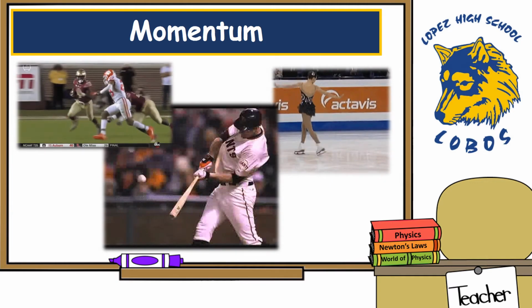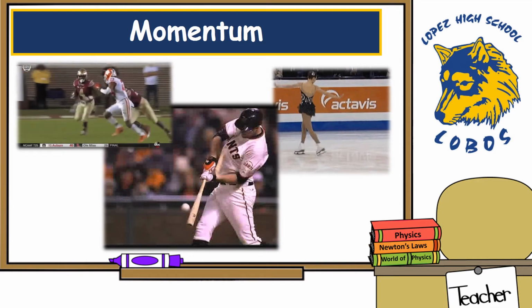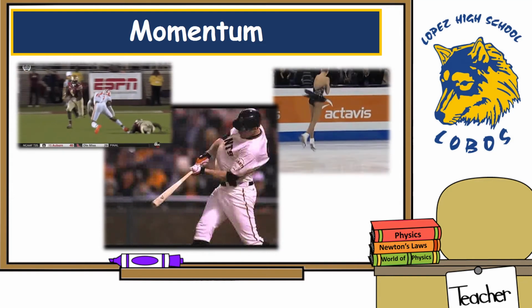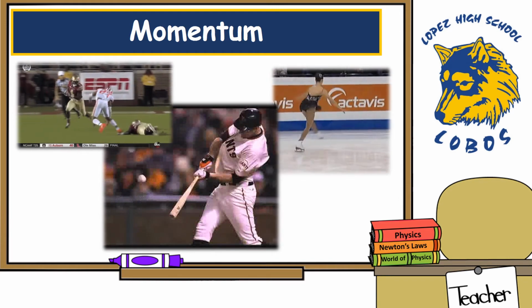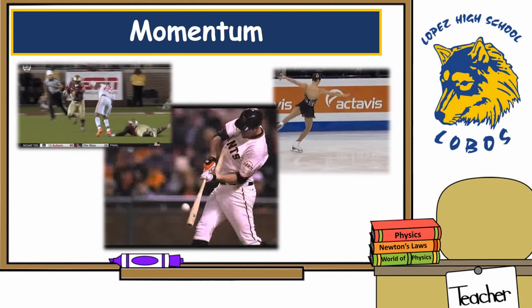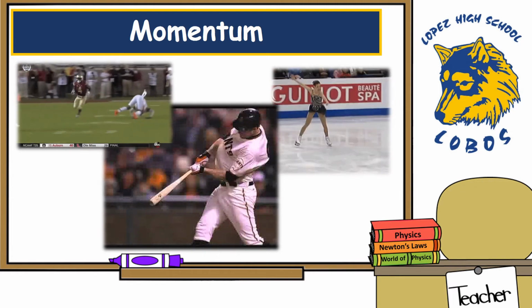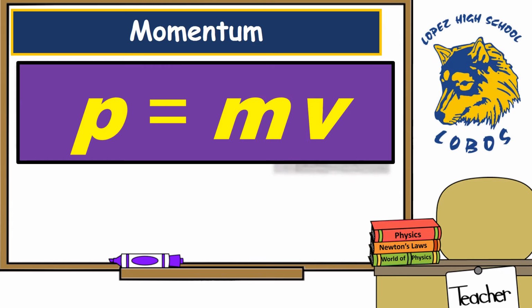That's why we often say that a very massive object has a lot of momentum when it moves, or a very fast-moving object will also have a lot of momentum. Basically, something big and slow can have the same momentum as something small and fast. Overall, the formula we use to calculate momentum of an object is P equals M times V.